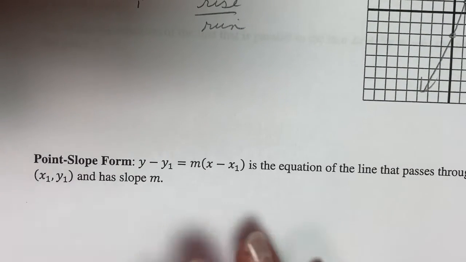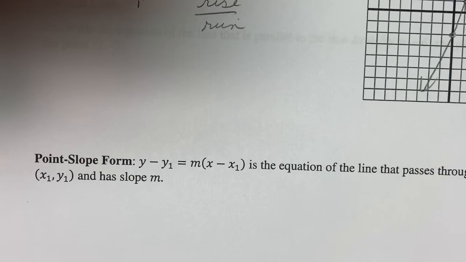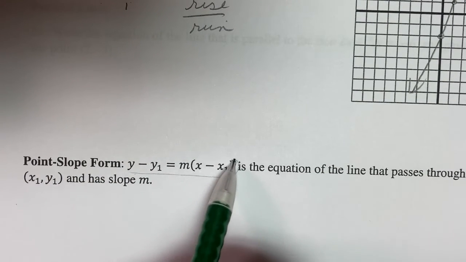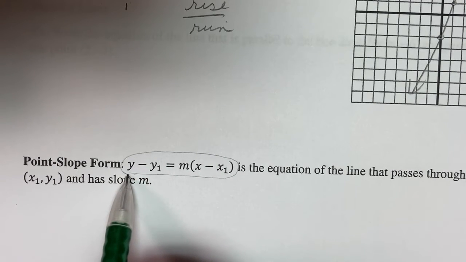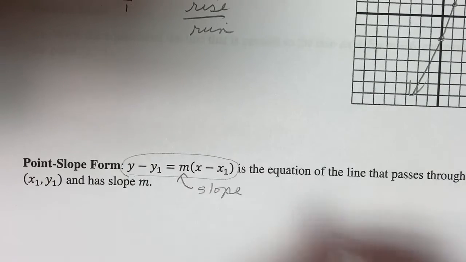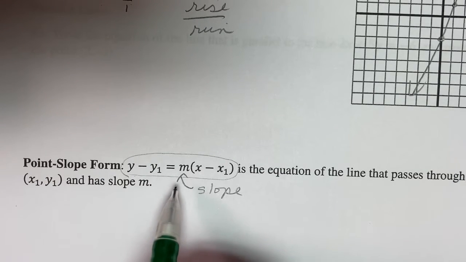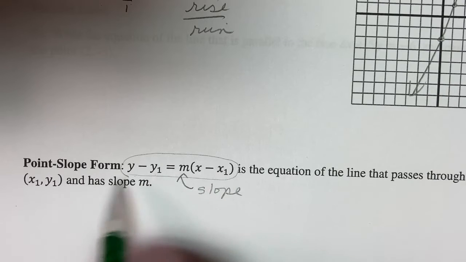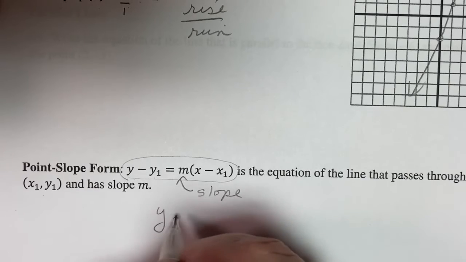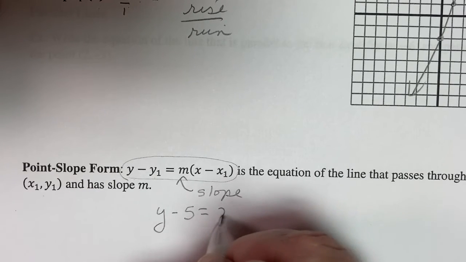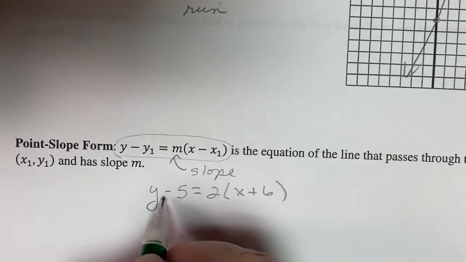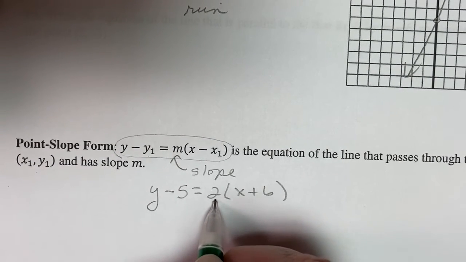So now, another form of the line, which happens to be, by the way, my favorite form of the line, is point-slope form. And here is what point-slope form looks like. The m stands for the slope, as you can see typed out. And the x1 comma y1 is a point that lies on the line. So for example, if I had y minus 5 equals 2 times x plus 6, there's a line in point-slope form. You can see that the slope is going to be 2.